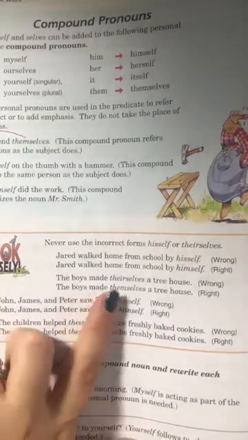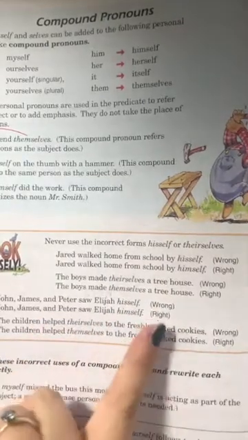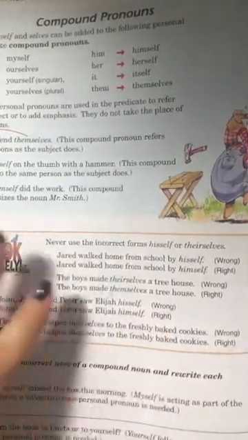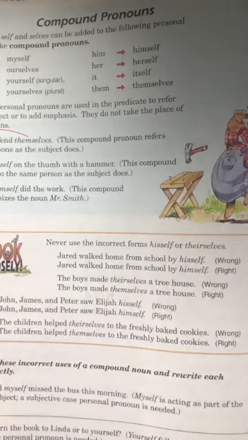So just notice those little errors that you may confuse every once in a while. The boys made theirselves a treehouse. No, the boys made themselves a treehouse. And we have a few more examples you can go over, but pretty much the same concept.